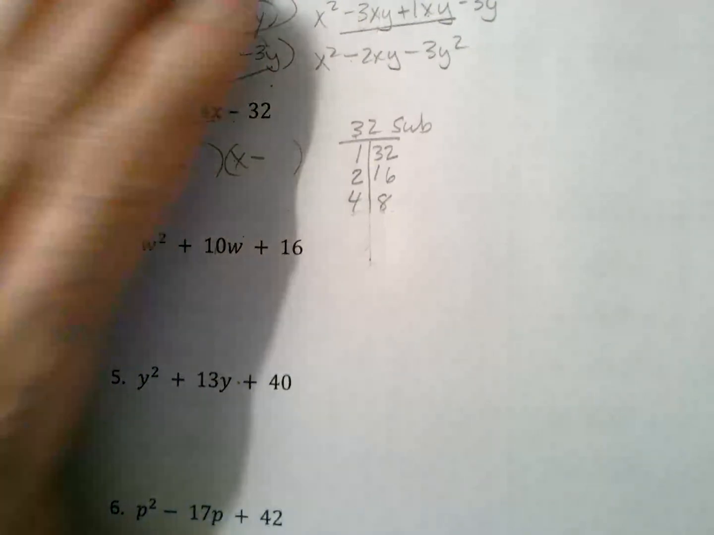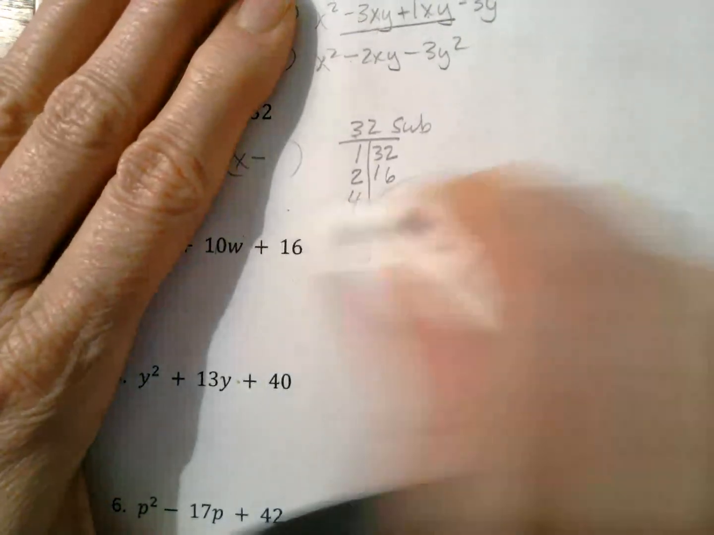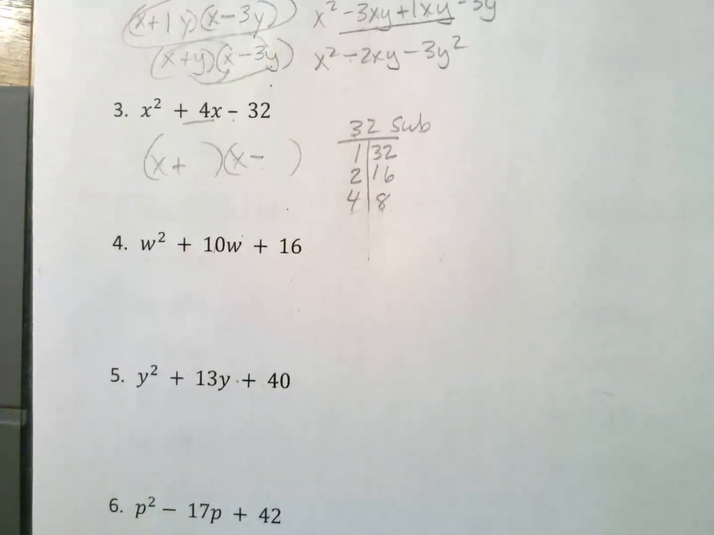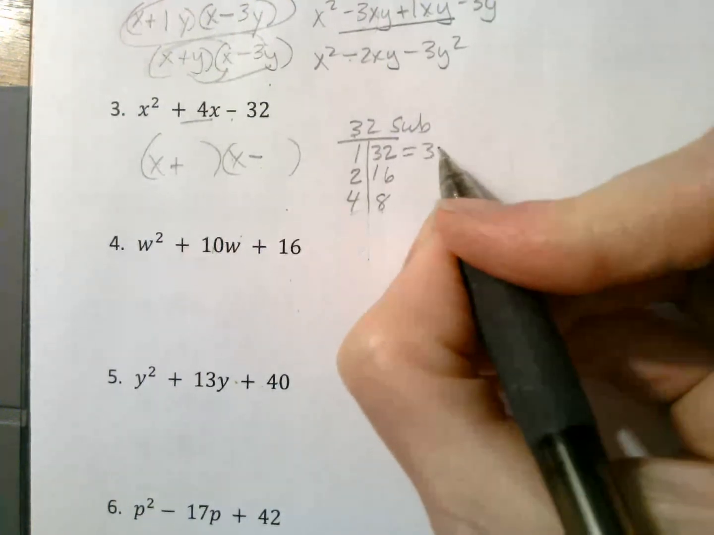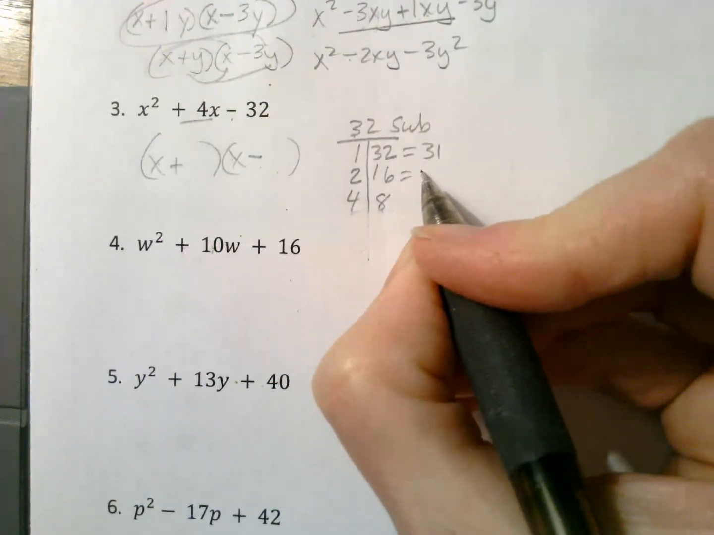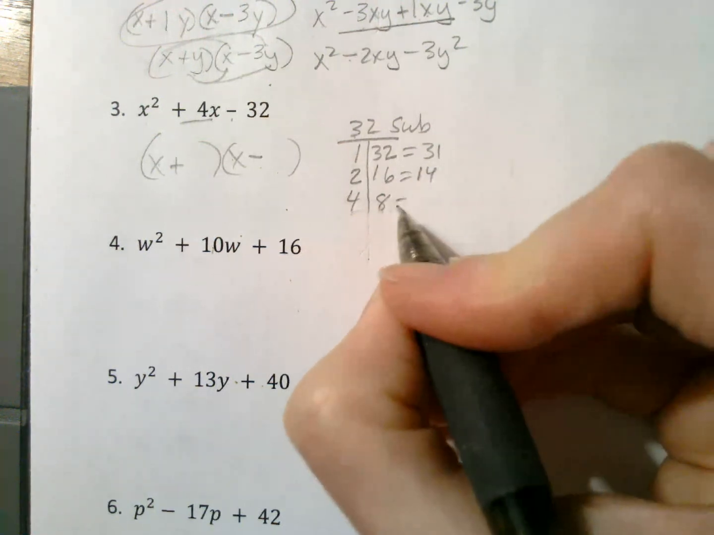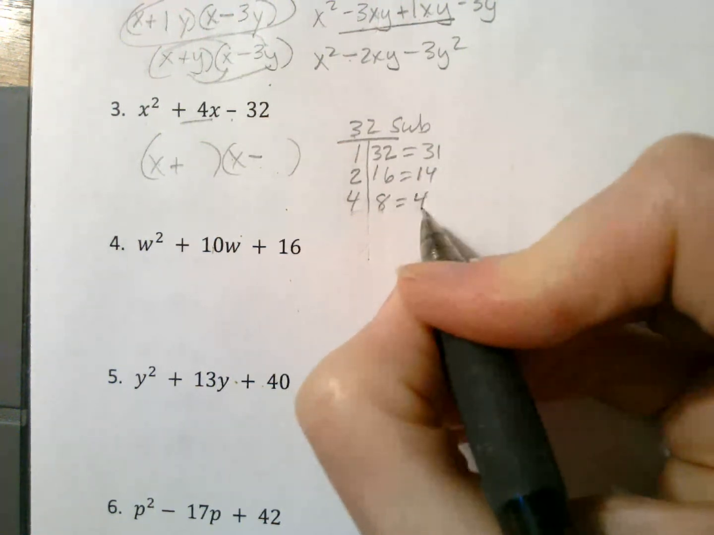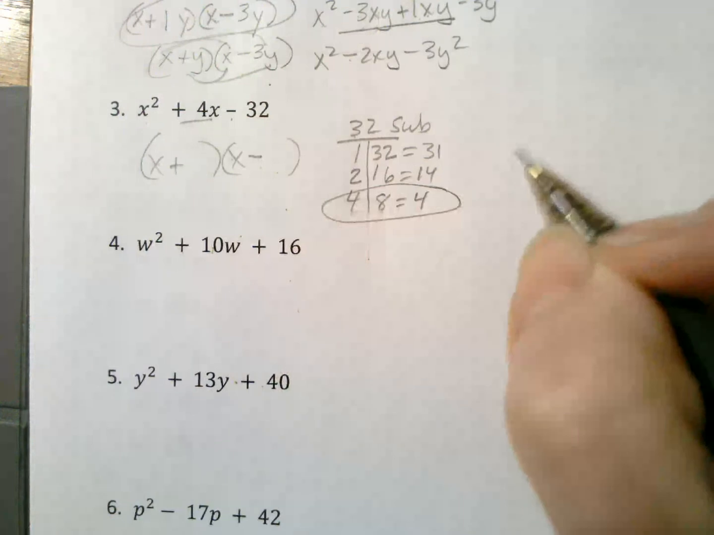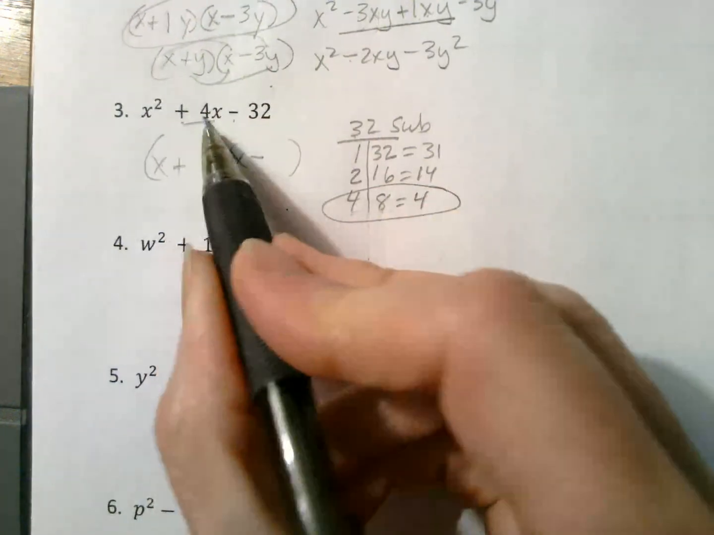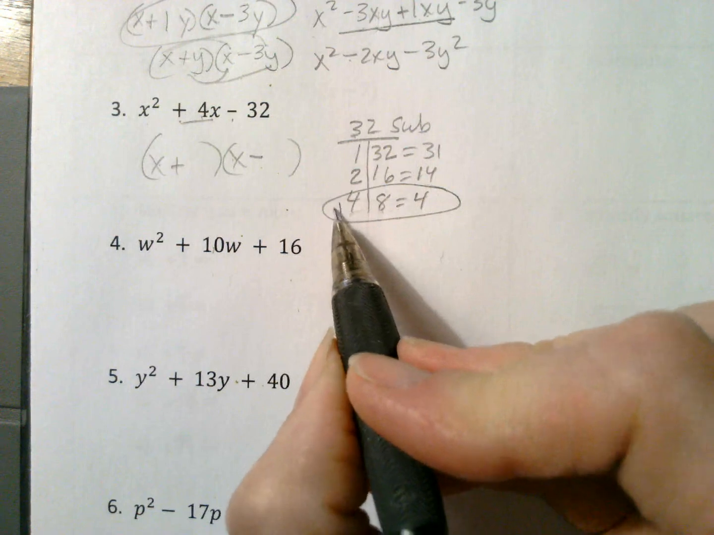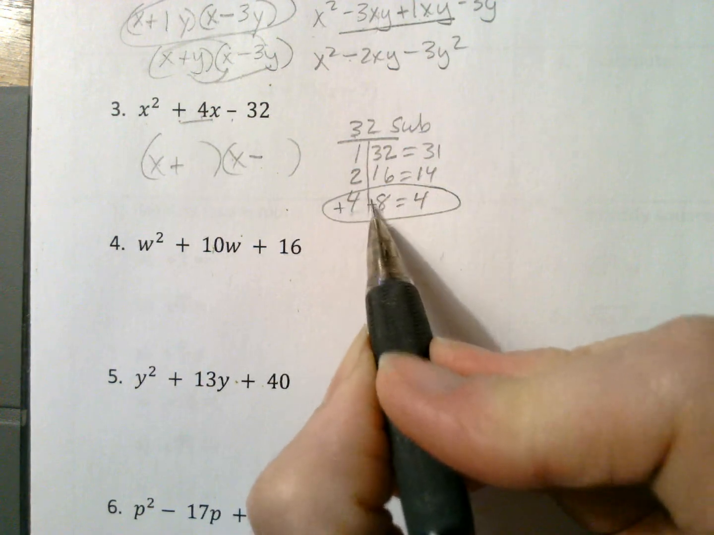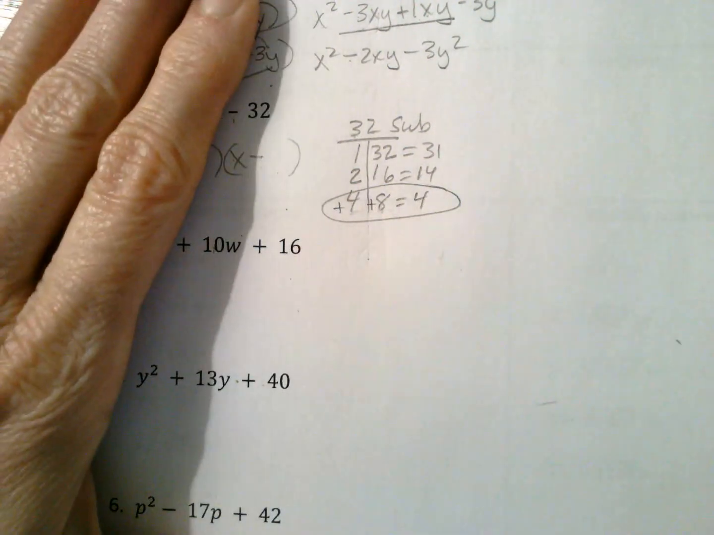I need a better eraser. Here we go. White erasers are the best. All right, if we subtract this, we get a 31. We subtract this, we get a 14. We subtract these, we get a 4. There we go. I need a 4 and an 8. I need a +4. I need a leftover 4. So that means this is positive. Oops, no. This is positive.